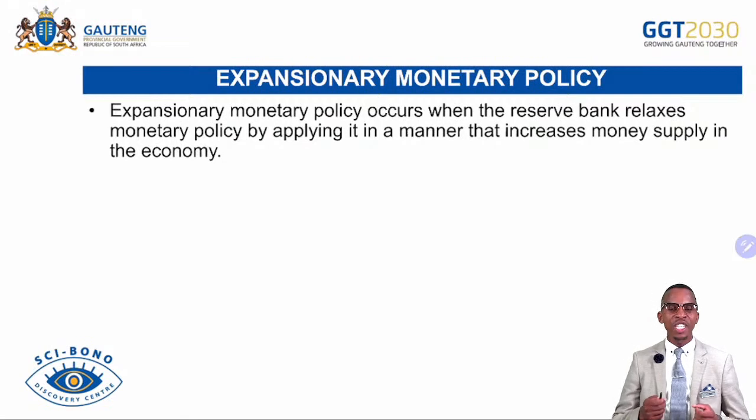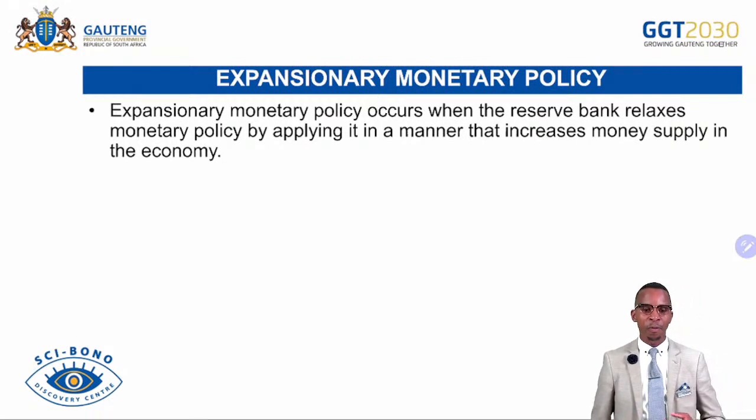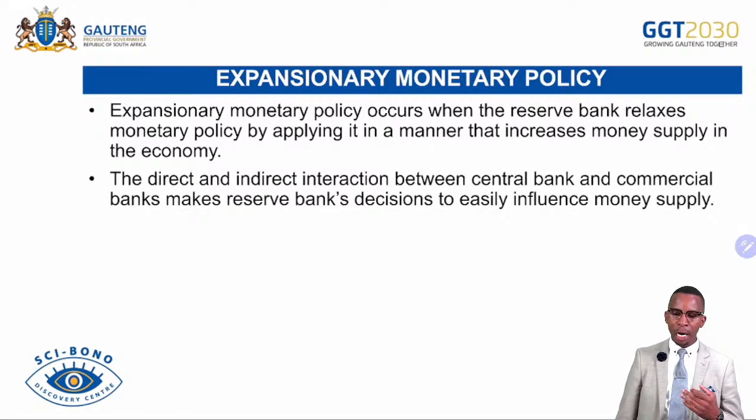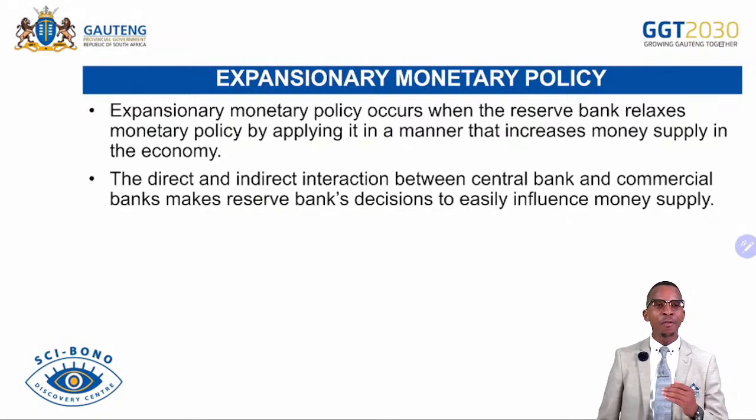We know the basic instruments used by the Reserve Bank to increase money supply, like I've mentioned them before. So the direct and indirect interaction between the central bank as well as commercial banks makes Reserve Bank decisions easily influence money supply. If ever the Reserve Bank informs commercial banks to behave in a certain manner, automatically that will always have an influence on the money supply.